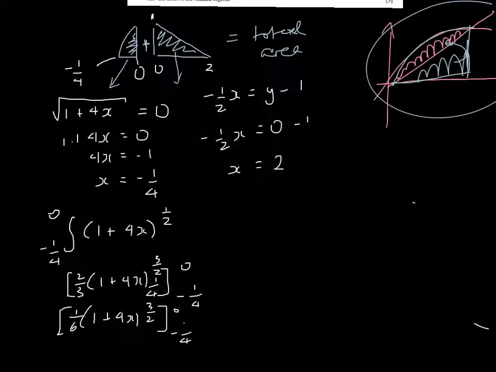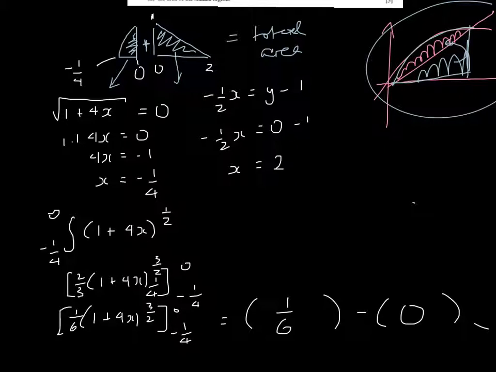Okay, so when I evaluate that out, I'm going to work out what it comes out to be if I put 0 in for x, and then what it comes out to be if I put in negative a quarter for x. So when I substitute in 0 for x, I get 1 inside the bracket. 1 to the power of 3 over 2 is just 1, so I'm just going to get 1/6. When I substitute in negative a quarter into here, I get 4 times negative a quarter, which is negative 1. And then 1 plus negative 1 is 0, so this whole thing becomes 0. So I'm not actually taking anything away from it.